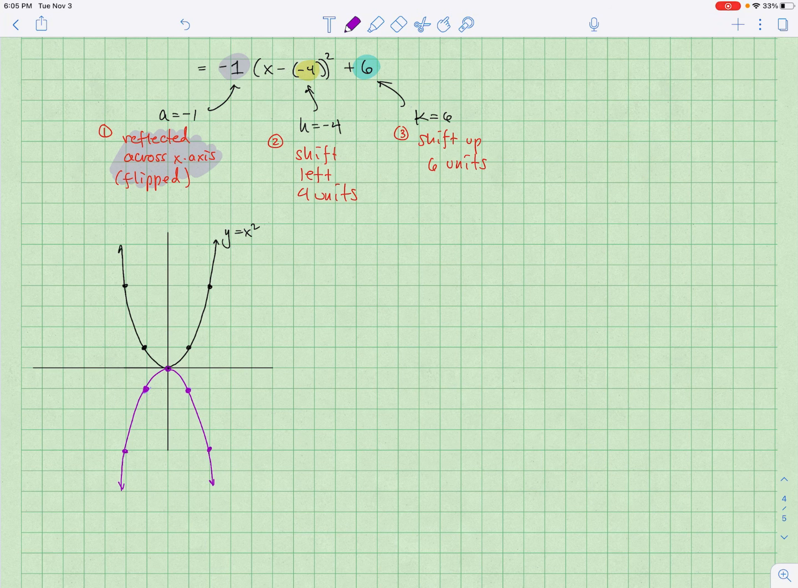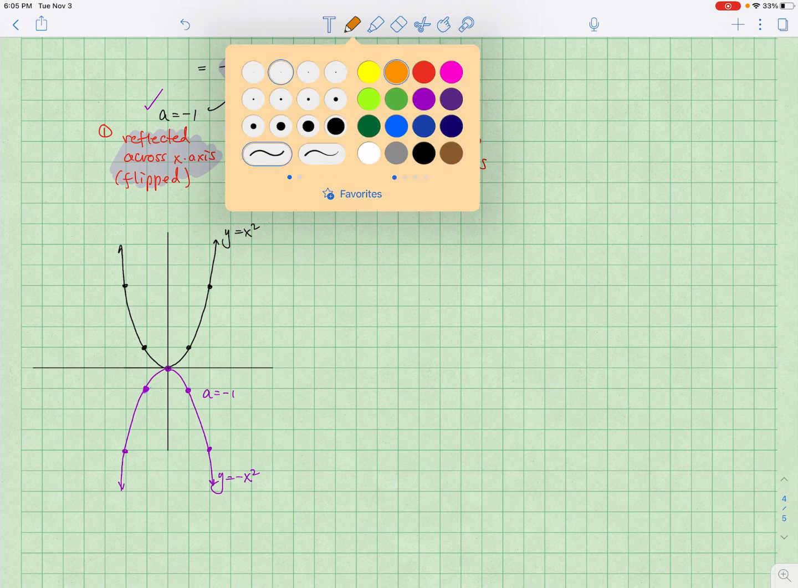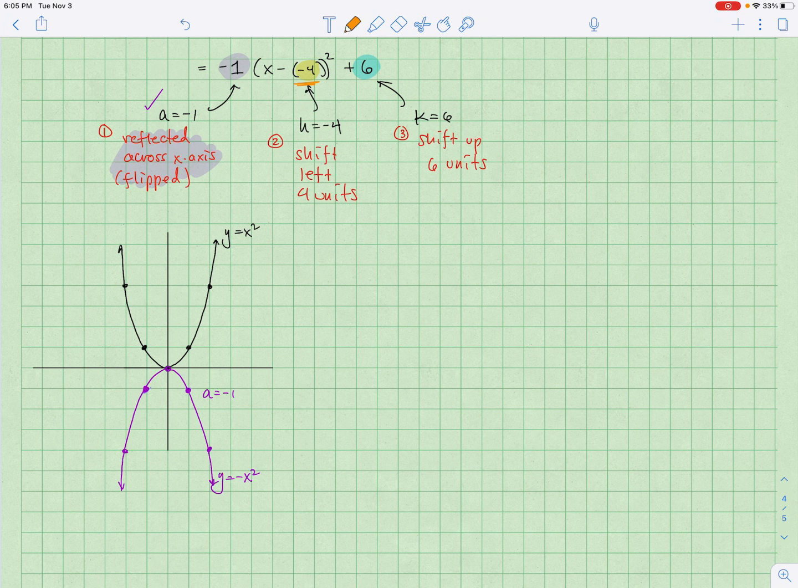Anyway, this is y equals negative x squared. So we've taken care of the fact that we have an a equals negative 1. This was from the a equals negative 1. The next thing that we're going to do here, in orange, is shift everything left 4 units.